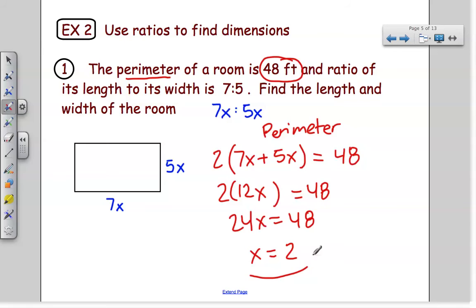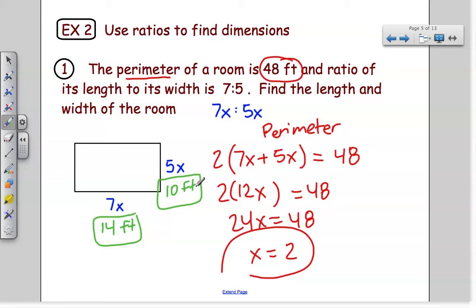Cool. Now that I know that x is 2, I can tell what the length and the width is. If x is 2, 7 times 2, this is 14, it was feet, right? Yep. So 14 feet for the length. 5 times that factor of 2 would be 10 feet for the width. And let's check, is the perimeter really 48? Well, 14 and 10 is 24. There'd be another 24 added to that perimeter, and we would get 48. So using that generic ratio to generalize to anything in the world that would be 7 to 5 helped us solve here.